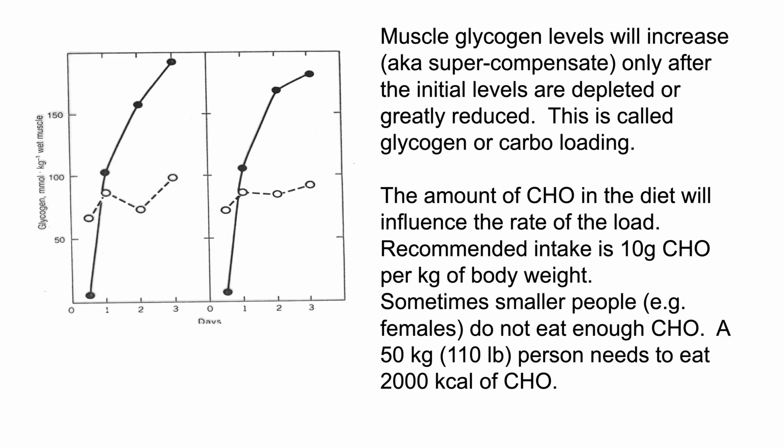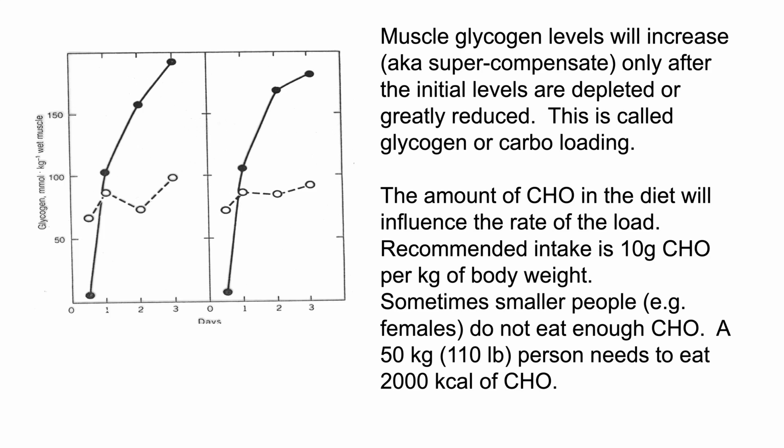So it says, let's get into this. Muscle glycogen levels will supercompensate only after the initial levels are depleted or greatly reduced. So how do you store up more glycogen? Well, you first have to completely deplete the glycogen, and then you'll be able to store up more by consuming more after the depletion. That is the basis of what glycogen loading is.